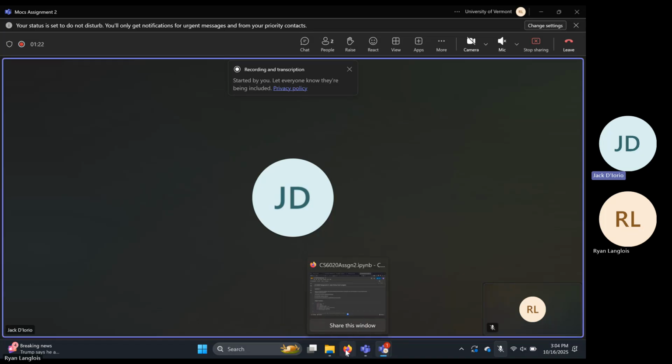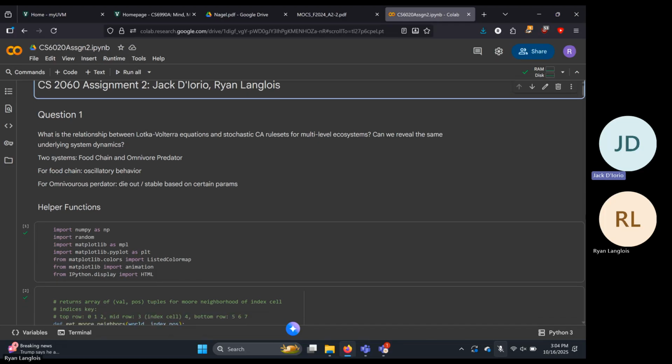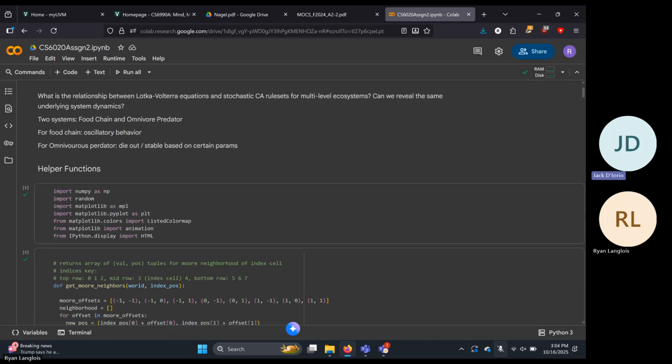Okay, so this is our MOCS Assignment 2 submission, group Jack Durio and Ryan Langlois, and we decided to evaluate the relationship between Lotka-Volterra equations and a stochastic cellular automata rule set for multi-level ecosystems. We wanted to see if we could reveal the same underlying system dynamics. So we have two systems, which is food chain and omnivore predator.